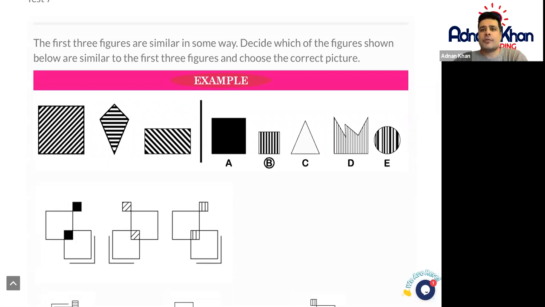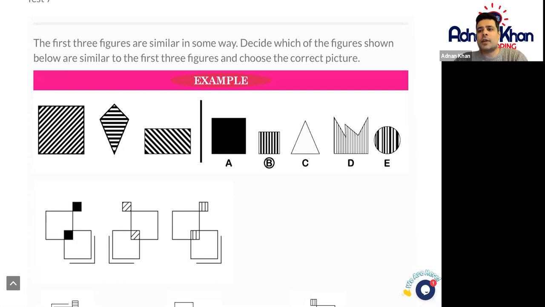So the first three figures on the left hand side are similar in some way. Decide which of the figures shown below are similar to the first three figures and choose the correct picture. We have the first three figures on the left hand side on the top, and they're similar in some way. We can see that all three figures have shadings in black. And on the right hand side, which particular figure is similar to the figure on the right?